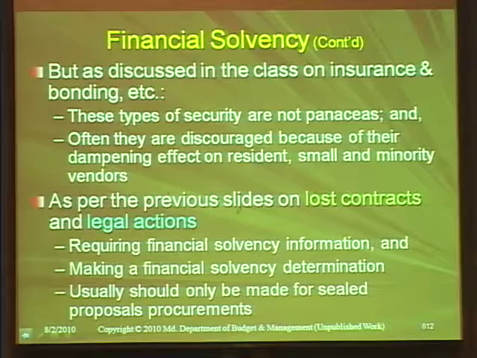As discussed in class on insurance and bonding, these types of security are not panaceas, the bonds and the insurance, and often they are discouraged because of their dampening effect on resident and small minority vendors. And as per the previous slides on lost contracts and legal actions, requiring financial solvency information and making a financial solvency determination usually should only be made for sealed proposal procurement.